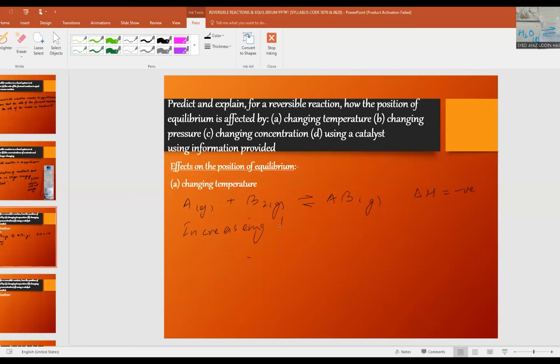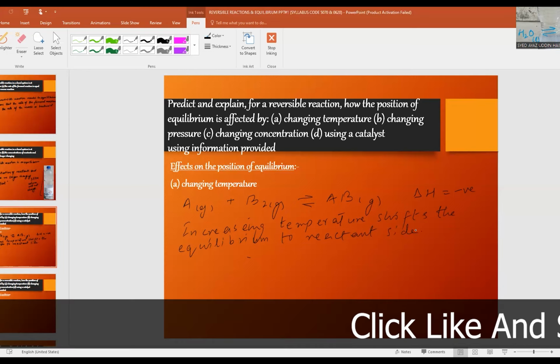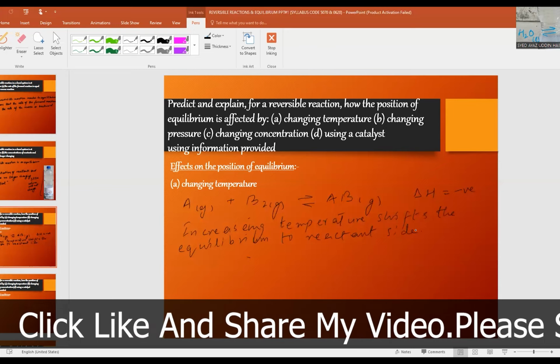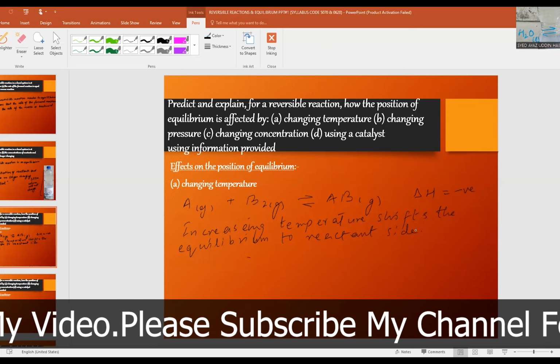Increasing temperature shifts the equilibrium to reactant side. Reason: backward reaction or backward direction is endothermic. Or you can also write that forward direction of product side is exothermic.